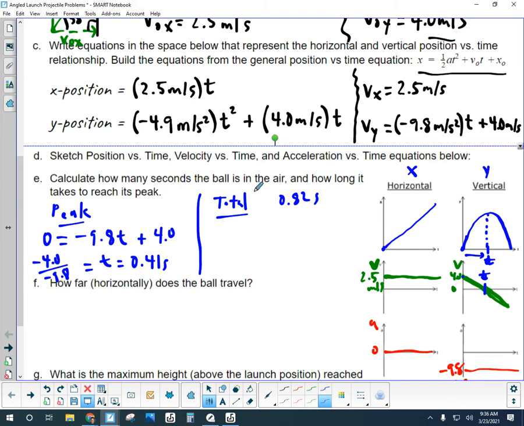I could do this another way. If I go to the y position equation, what I'm interested in is the time it takes to get to position 0, right? Launch and land at 0. So I could, I think I'm going to zoom a little bit. If I can.